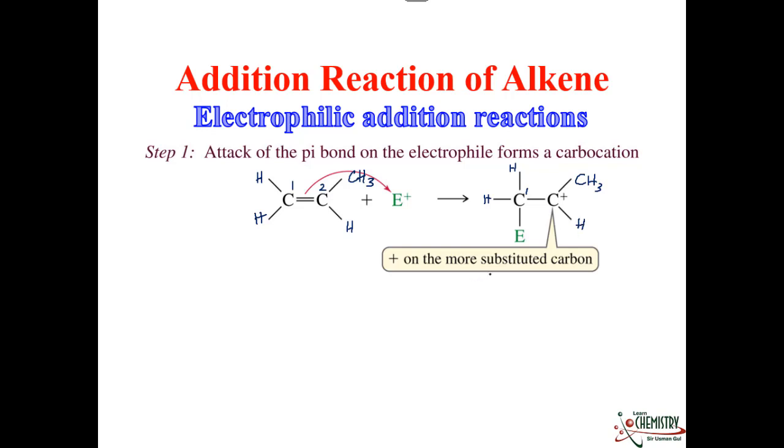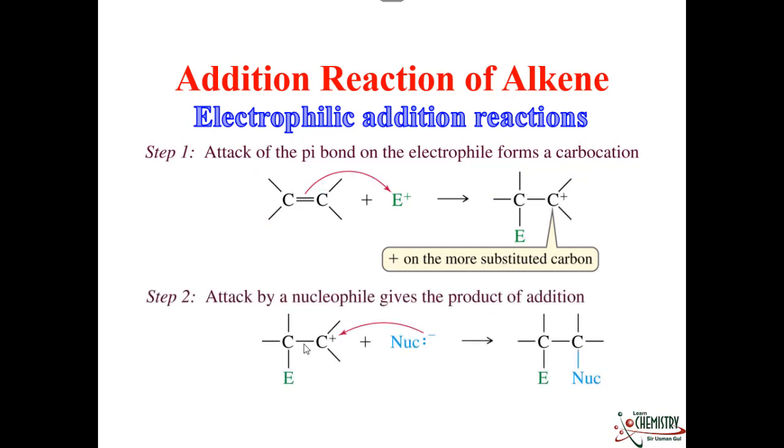Remember that the positive charge will always be formed on the more substituted carbon. I will also explain the reason for the stability of the carbon cation in this video, so please watch the video till the end, where I will explain why the more substituted carbons are more stable. Okay, moving toward the next step.